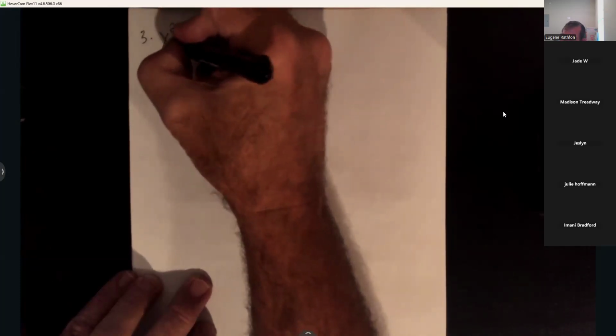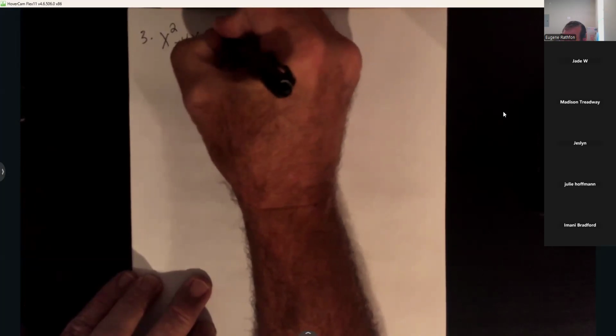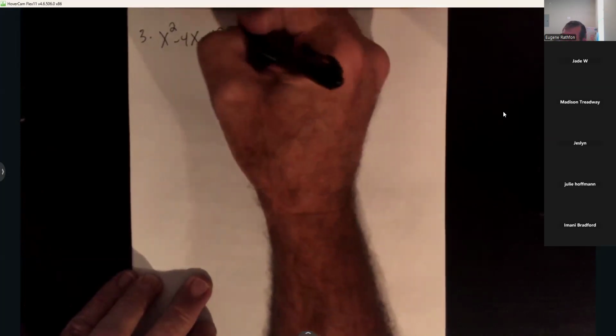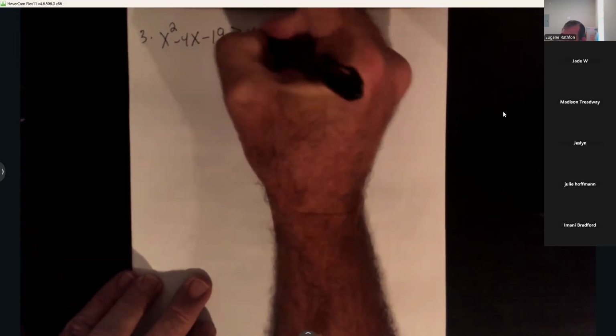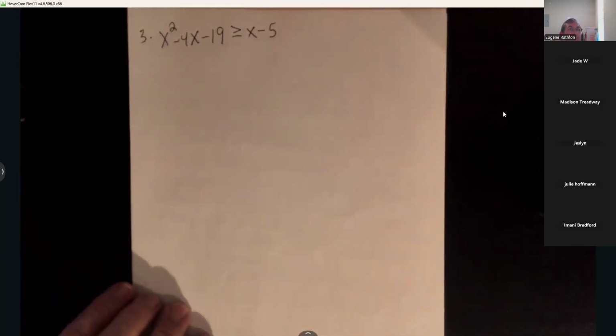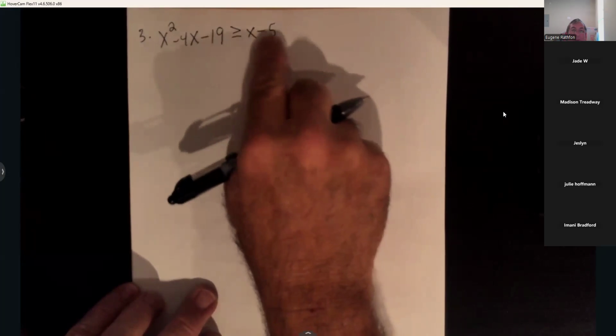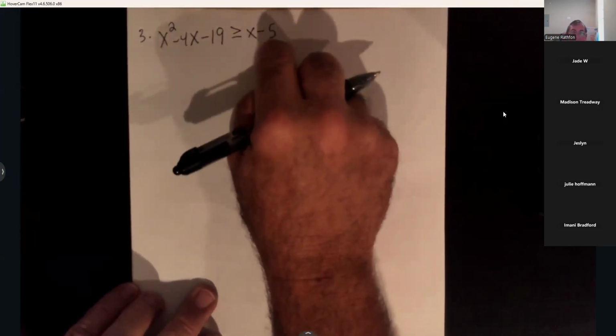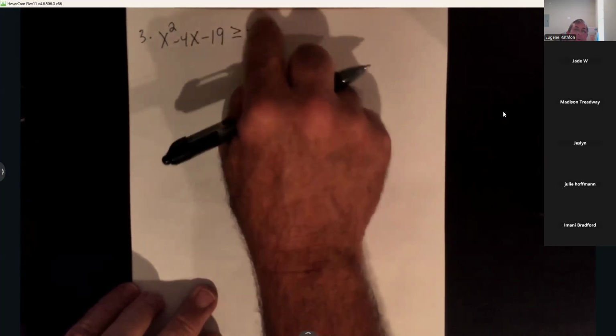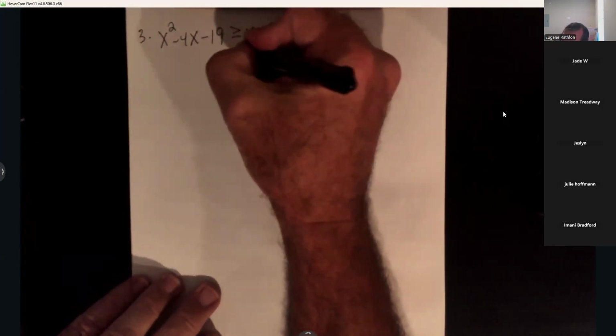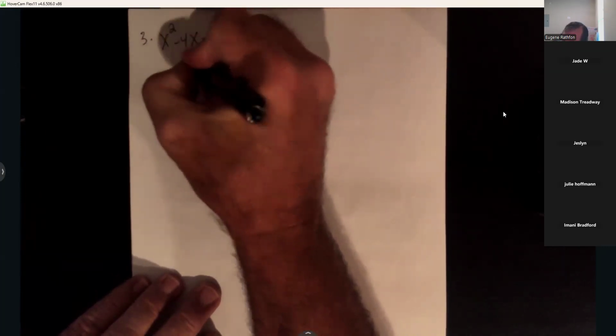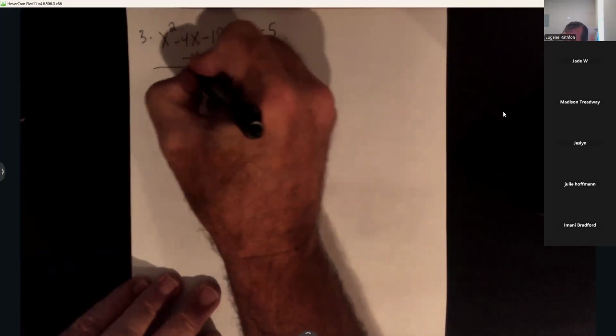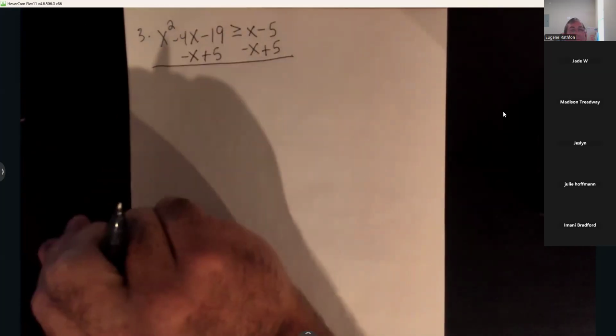Number 3, I got it. X squared minus 4x minus 19 greater than or equal to x minus 5. So look, they got a lot of junk over here. I need a 0 on this side. I need all this stuff put over here, and I want a 0 on this side. So I'm going to subtract the x from both sides, and I'm going to add a 5 to both sides. I need to move both of those over, okay?